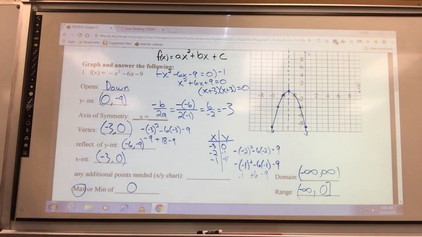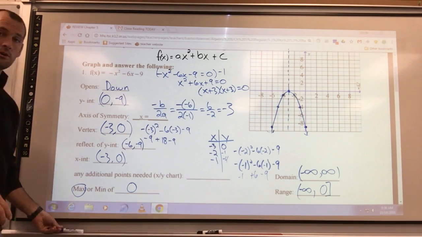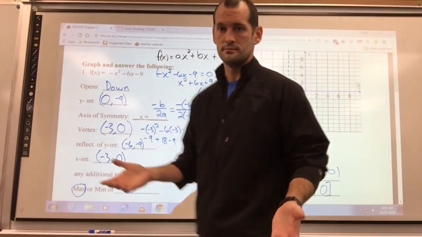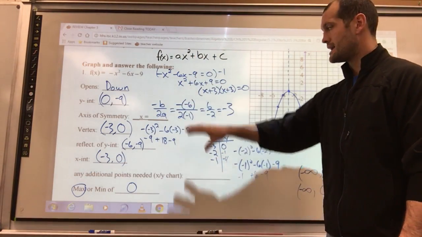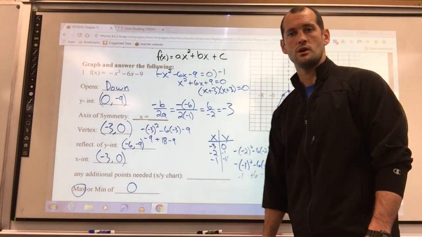I know that was a lot. There's a lot of work to be shown, so don't try and tell me you did it in your head. That's exactly how you would work through graphing a quadratic, gathering information about every piece. All right, hope it helps.